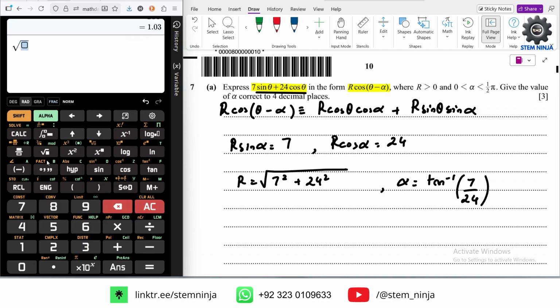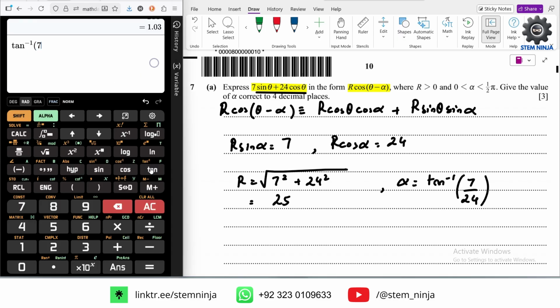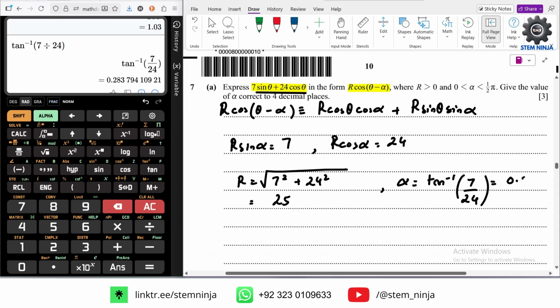So this would mean that r is the square root of 7 squared plus 24 squared, and alpha would be tan inverse of 7 over 24, the sine component on the top, right? So let's do one by one. So 7 squared plus 24 squared, this is 25, and tan inverse of 7 divided by 24 is 0.2838.